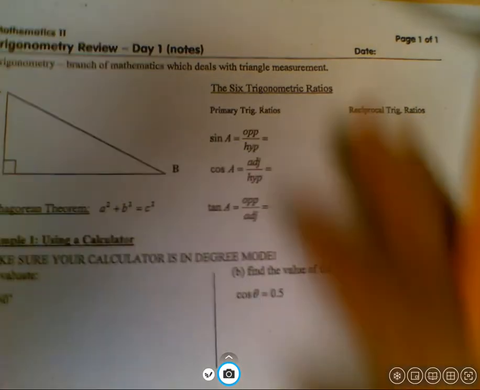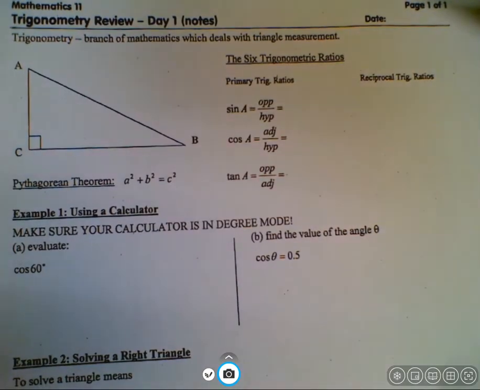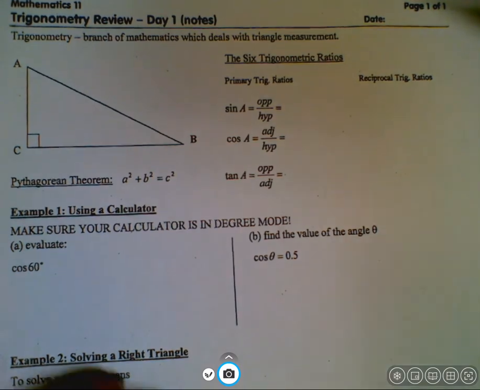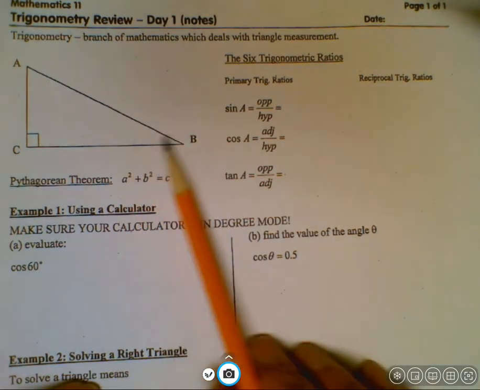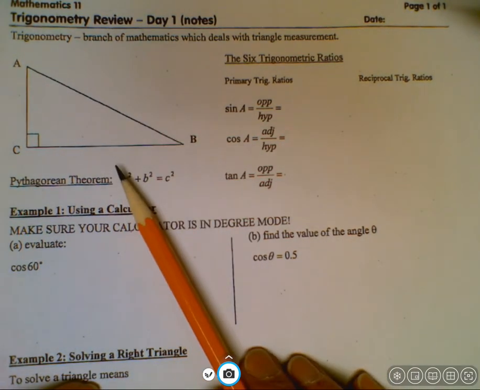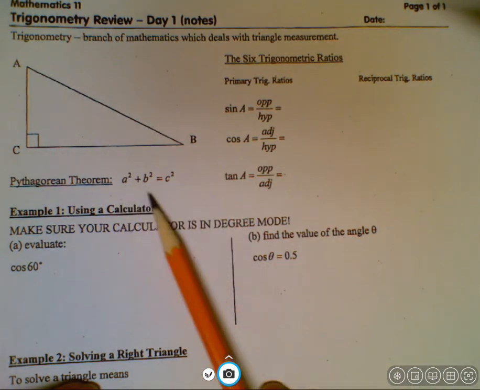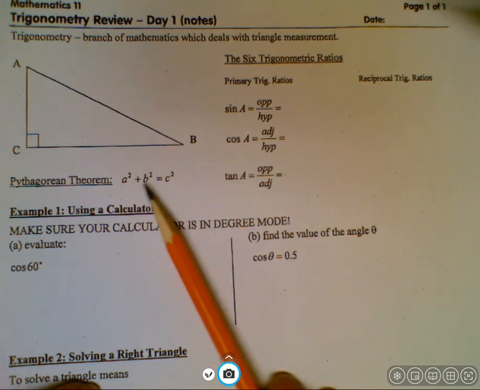So I'm going to take you to your booklet. This is the first page in your booklet, and we're going to do a little bit of a recap of trigonometry from grade 10. So we're going to start with only right angle triangles, okay? We have a relationship called the Pythagorean Theorem. So this was first taught to us in grade 8.